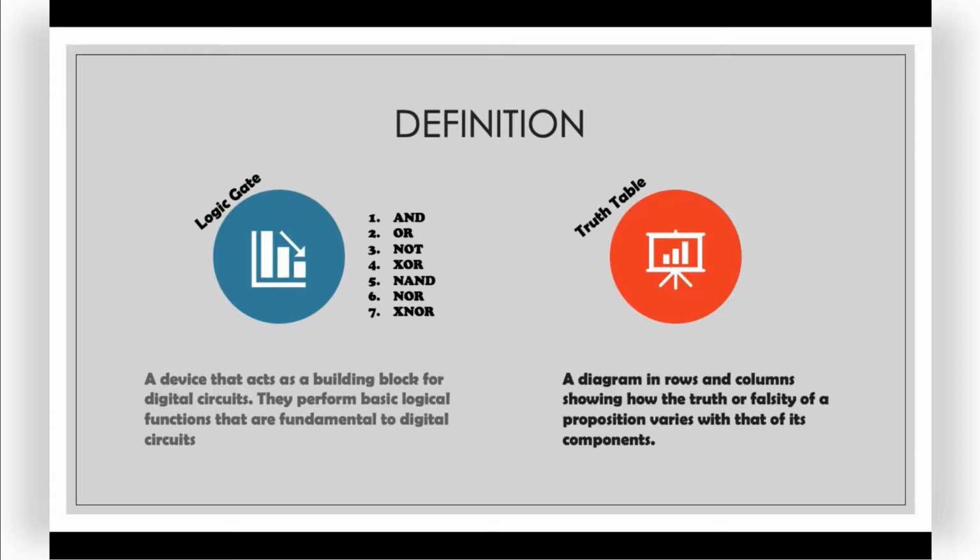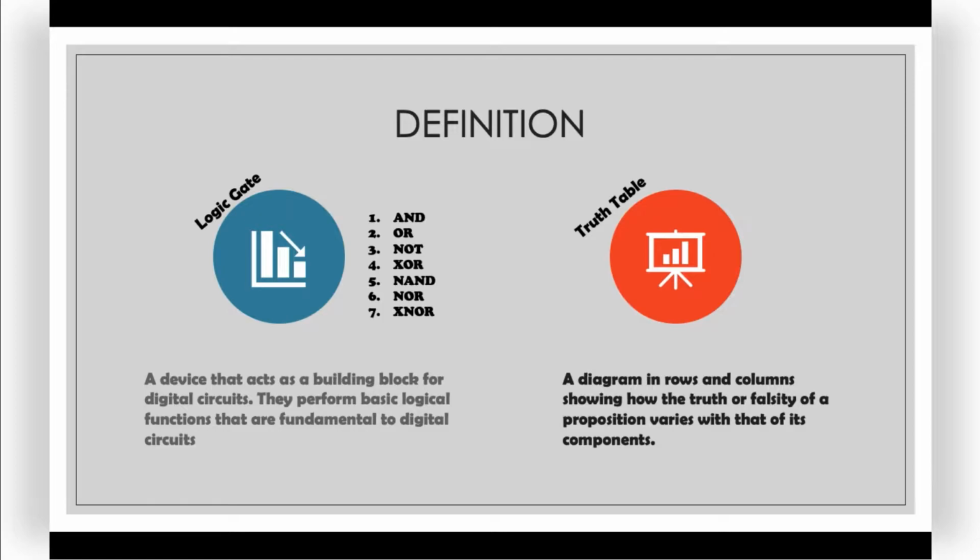For the first one is AND gate. AND gate, true if A and B are both true. For example, A and B is 1, so the output will be 1. But if any A or B is 0, so the output will be 0.